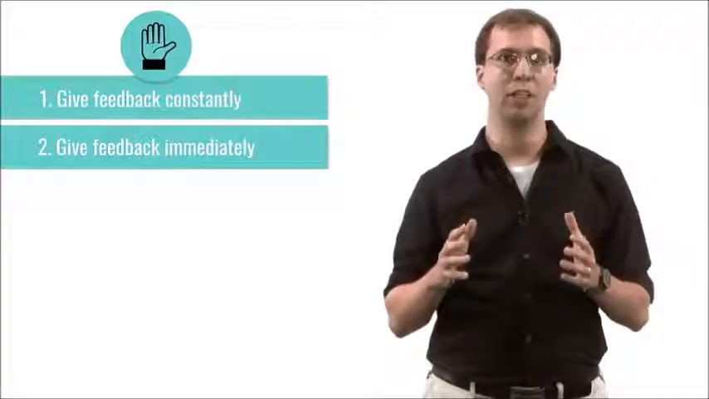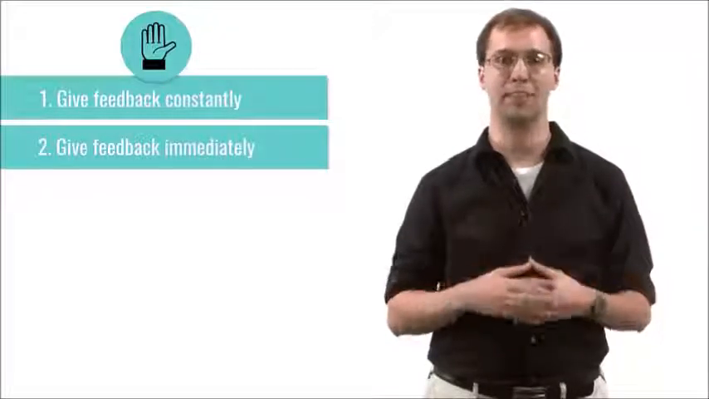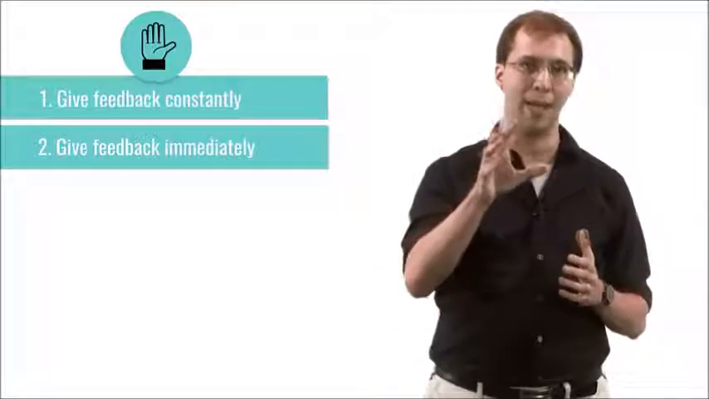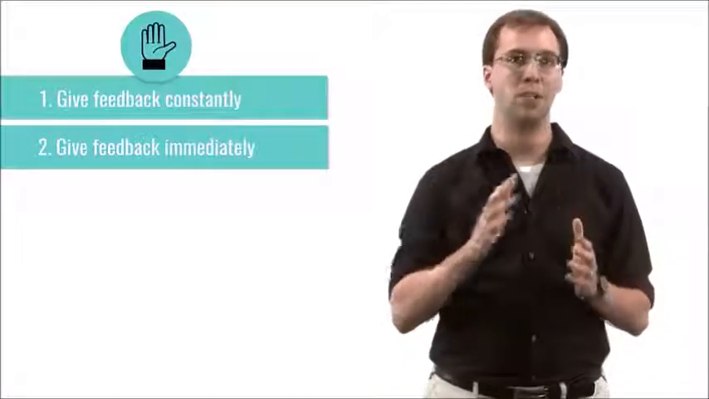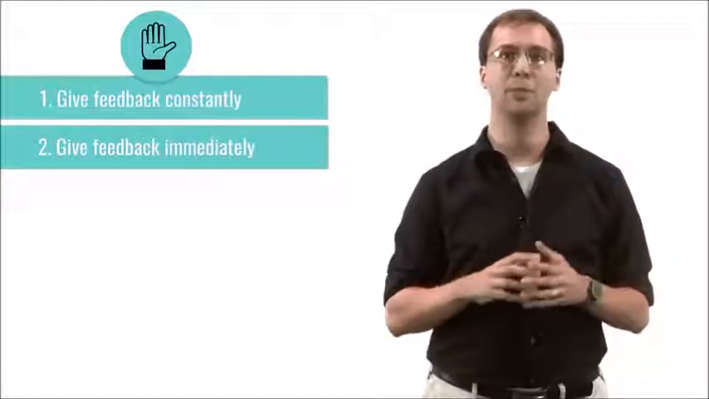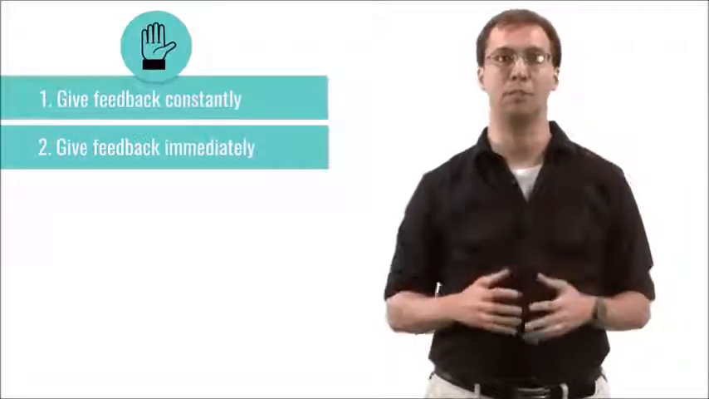Number 2, give feedback immediately. Let the user know they've been heard even when you're not ready to give them a full response yet. If they tap an icon to open an app, there should be immediate feedback just on that tap. That way, even if the app takes a while to open, the user knows that the phone recognized their input. That's why icons briefly gray out when you tap them on your phone.